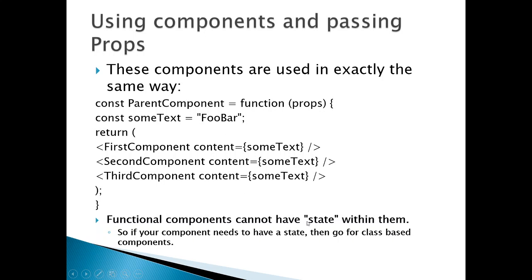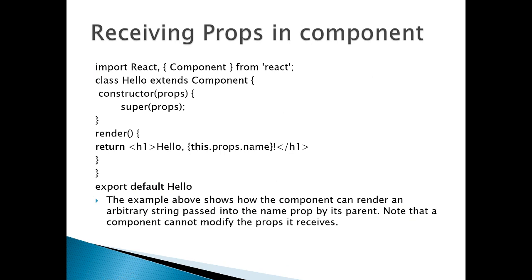A functional component cannot have state within it, so we can only pass the state as props through calling that component. Then, receiving those props into our components. We have seen the example in the functional component where props have been passed. Now we are seeing an example of a class-based component. In this we receive these props into our constructor, and after that we can use those props with this.props.name. So simply you can use this.props.name.